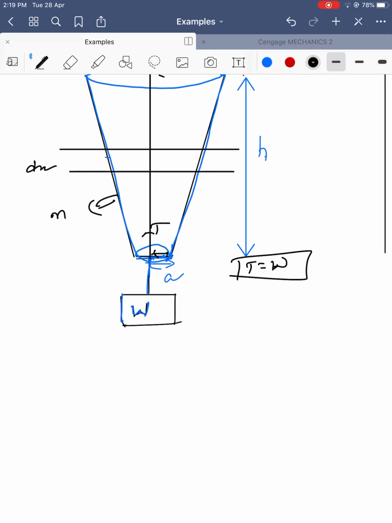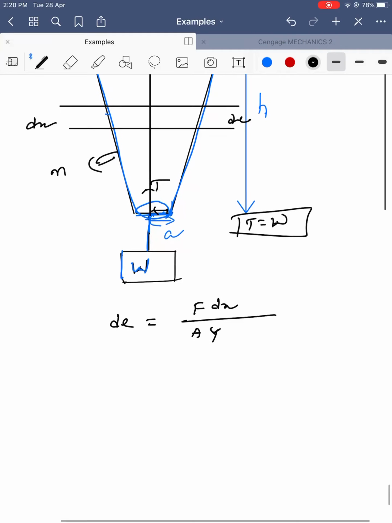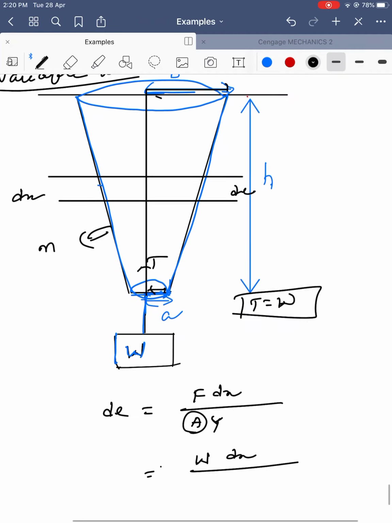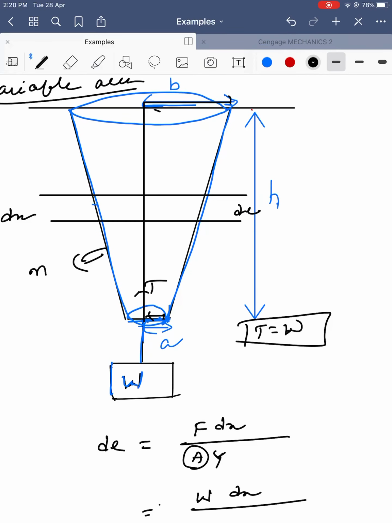In the small section dx, elongation is assumed to be dE. So now dE is equal to F into dx by A into Y. What is the force? Force is nothing but tension. Tension is nothing but W. So W into dx by area. What is the area? Now we have to find the area value.